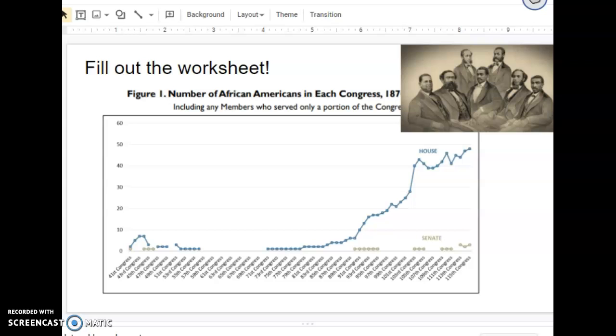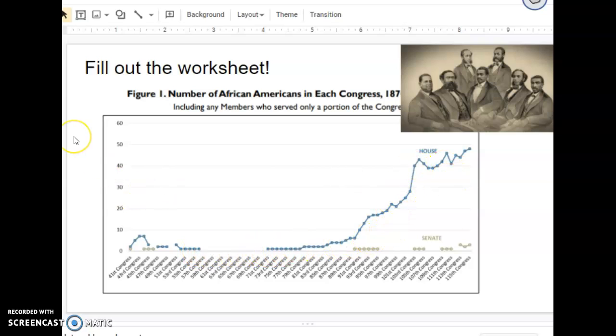We also looked at a couple different things. So you're going to fill out the worksheet that's attached to the email. The first part of the worksheet, you see a graph. You're going to just copy the pattern of this graph. So you can see it goes up a little bit, then it kind of falters, then there's nothing, and then it goes up towards the end.